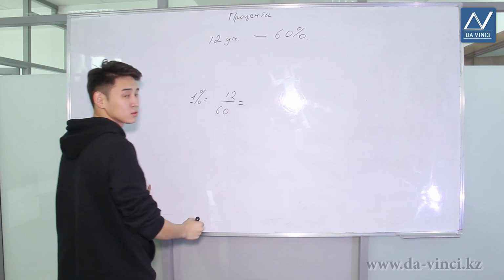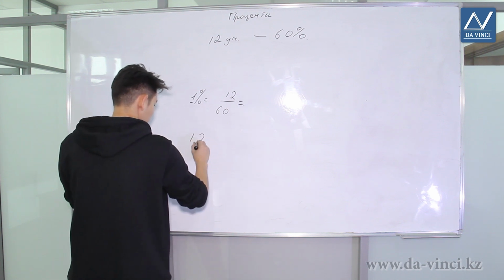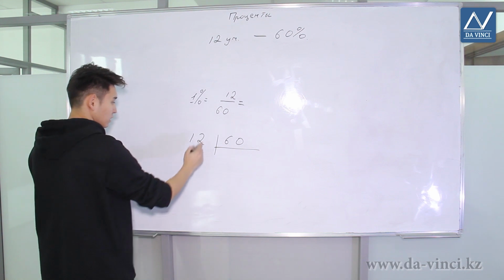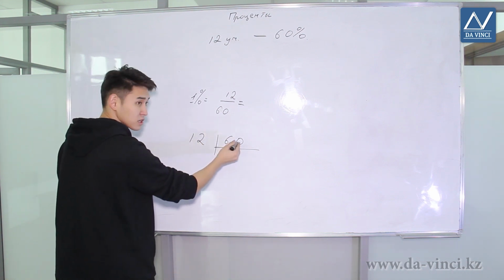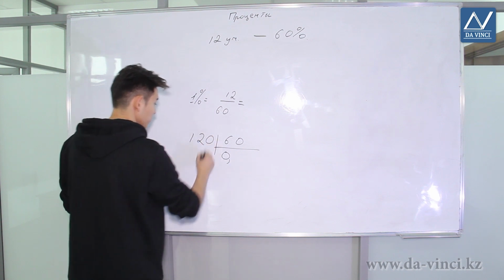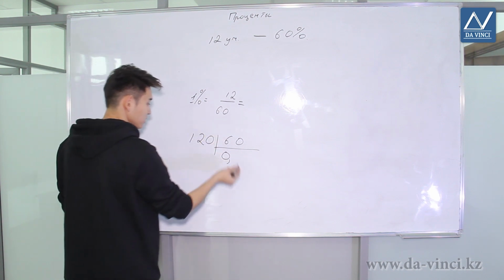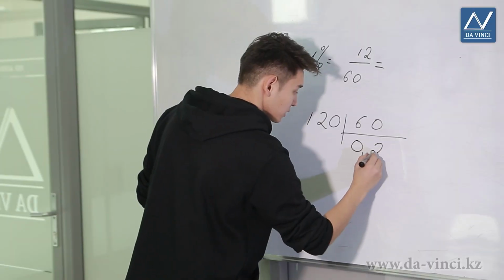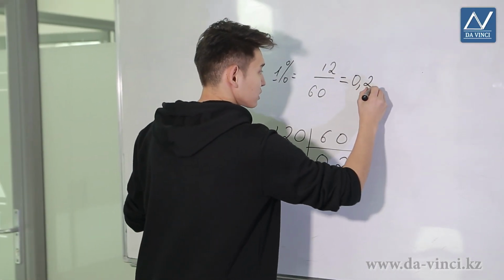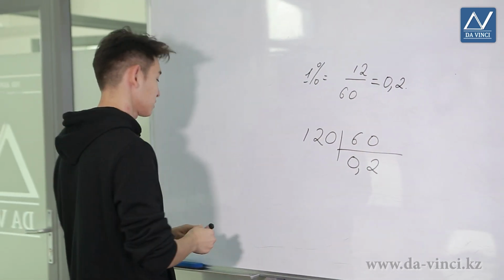We already know how to solve this from the previous lessons. Divide by 60. Since 12 is a very small number, it cannot be divided, so we put 0 here, put a comma, and write 0 here. 120 divided by 60, it will be 2. That is 0.2. 0.2 is 1%.